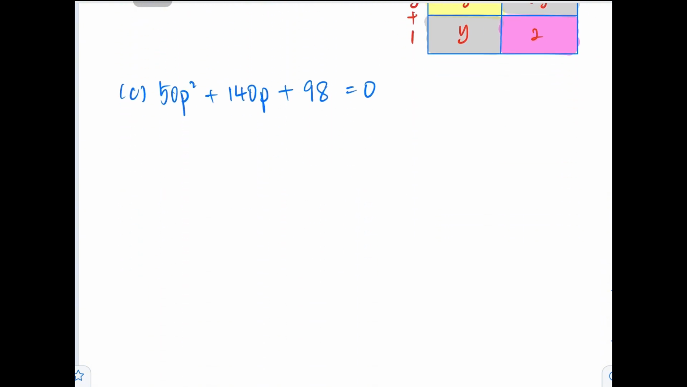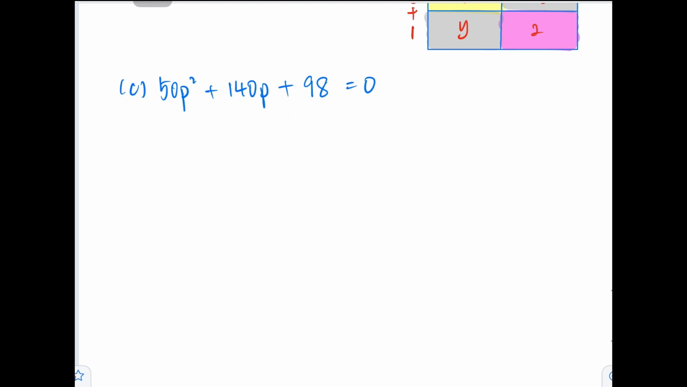So in the third equation, it looks like we would need to use our multiplication frame method again. We have 50p squared, 140p, and 98. If you look at the coefficients, the numbers are really big. If we are going to use multiplication frame, we are going to take a long time to guess and check the factors. But do you notice that 50, 140, and 98 have a common factor of 2?